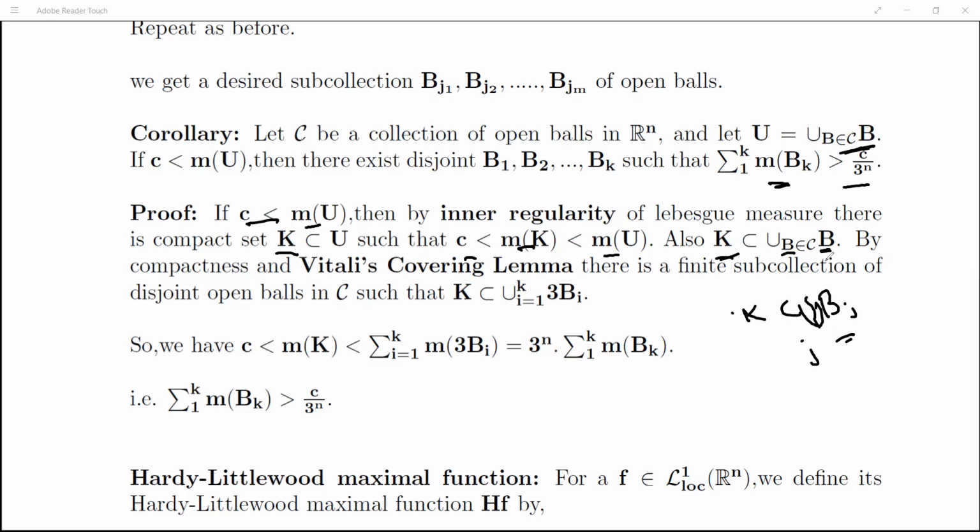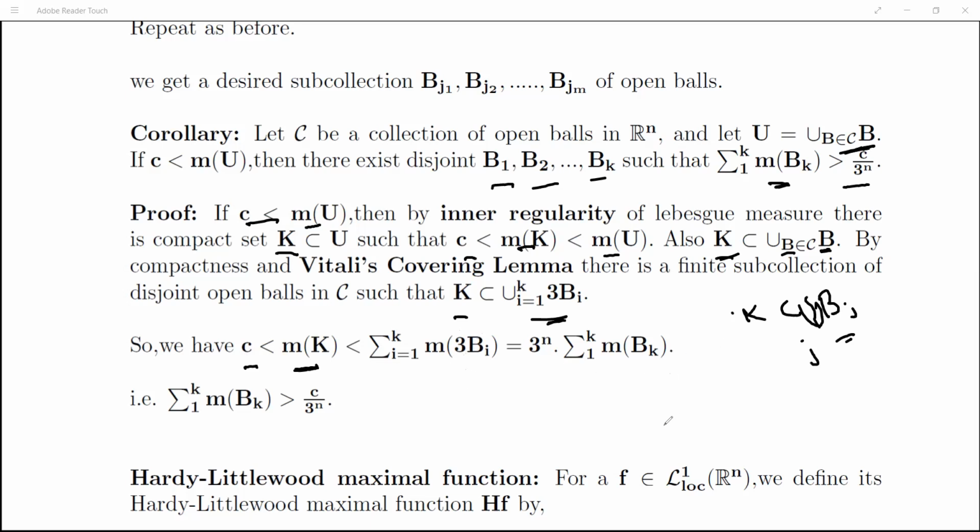From that finite subcollection, you get a disjoint subcollection of open balls B1, B2, ..., Bk, such that the collection is covered by 3 times that subcollection. So your compact set can be covered by 3 times this disjoint subcollection. So your C is less than the measure of K, and this measure of K is less than the sum of the measures of the balls 3Bi.